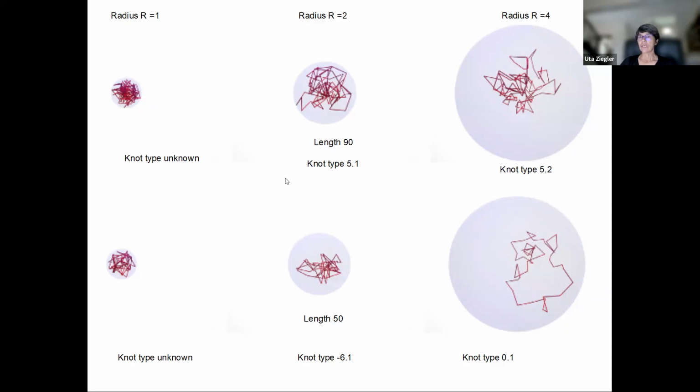You can also see that we were not able to determine the knot type for the radius 1 at length 90, as well as length 50. So in some of the data, you will see that for the longer lengths, 70, 80, and 90, our data only starts at 1.5. It doesn't start at 1 because way too many of them we could not identify.